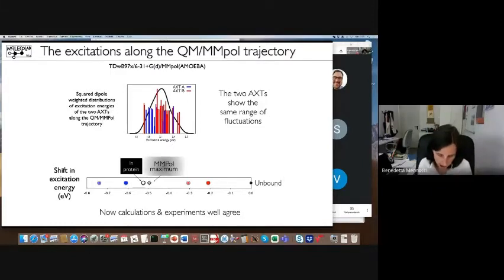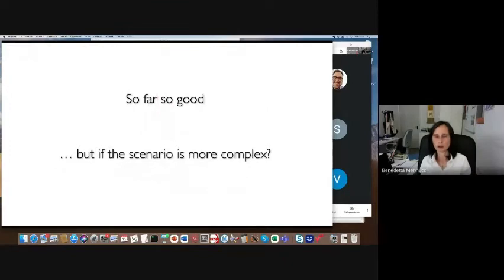So our explanation of the change of color in lobster is that the astaxanthin, the carotenoid in the protein, feels the effect of the protein both in terms of electrostatic fields, but also in terms of effect on the geometries, that you can correctly reproduce only using a QMMM dynamics. So far so good, but what about more complex scenarios?